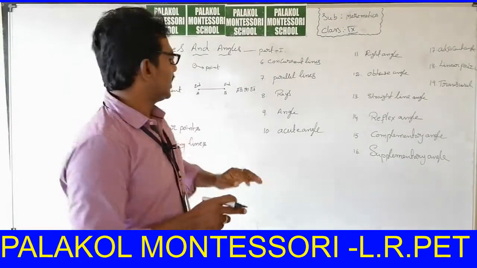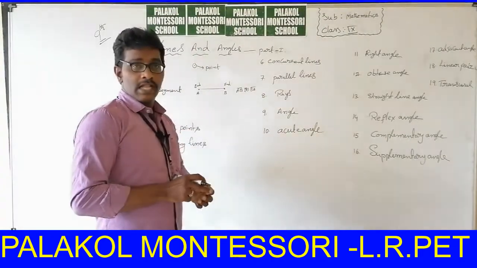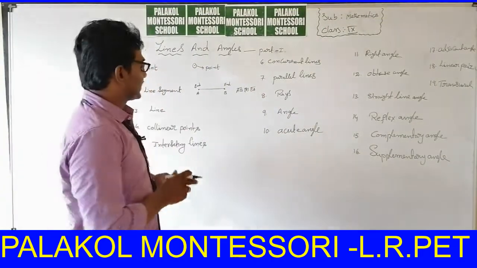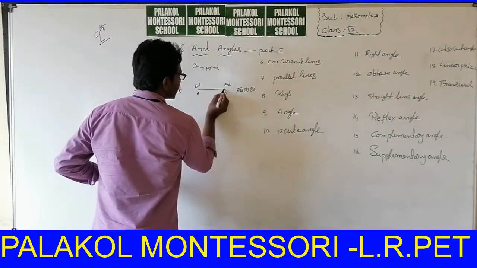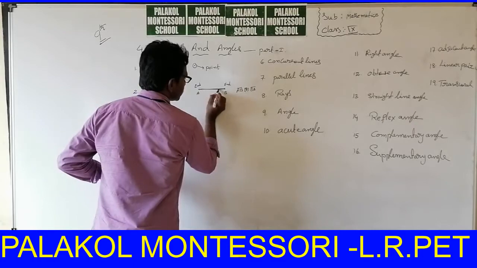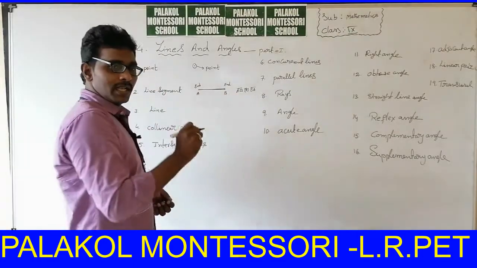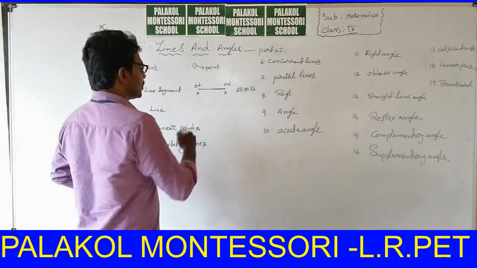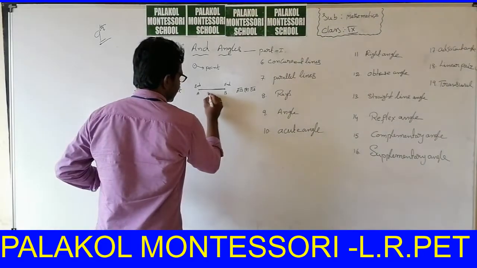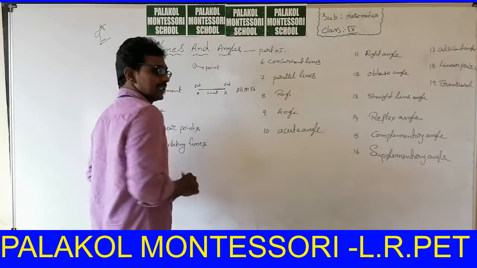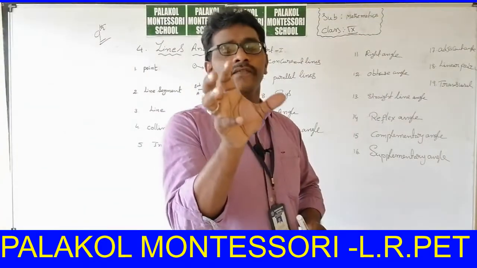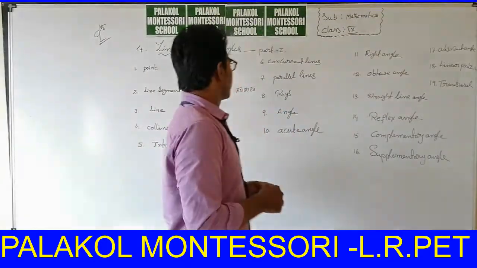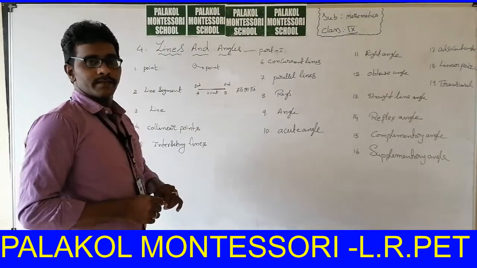Generally it is denoted by a bar. And one more point: a line segment definitely has a particular length. One length is measured. Suppose this one is 3 centimeters. It has one particular length. Definitely one length is there. That is called a line segment.